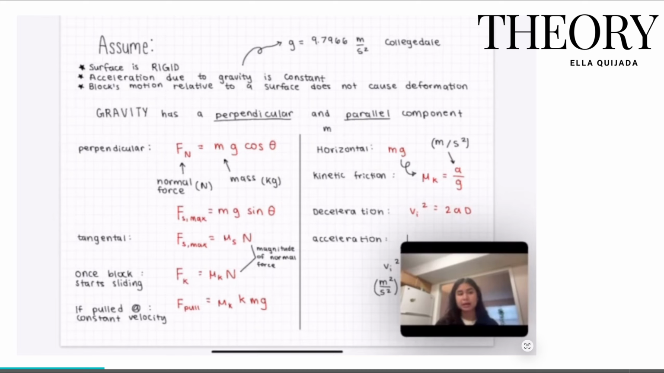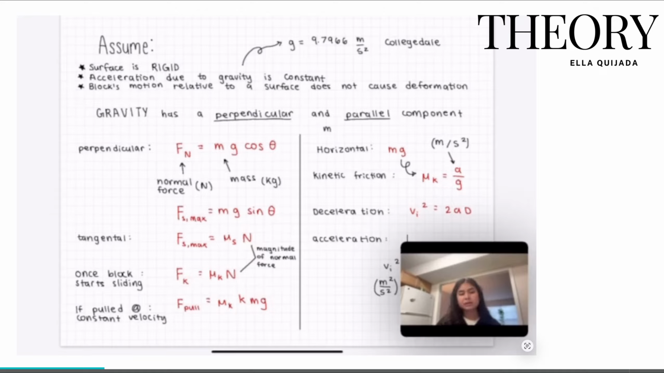When a block is pulled at a constant velocity on the horizontal surface, acceleration is 0, so the applied force equals the kinetic frictional force. So this is where you can see here that the force of the pull is equal to the coefficient of kinetic friction times mass times gravity. And then here the magnitude is shown as the magnitude of the normal force.